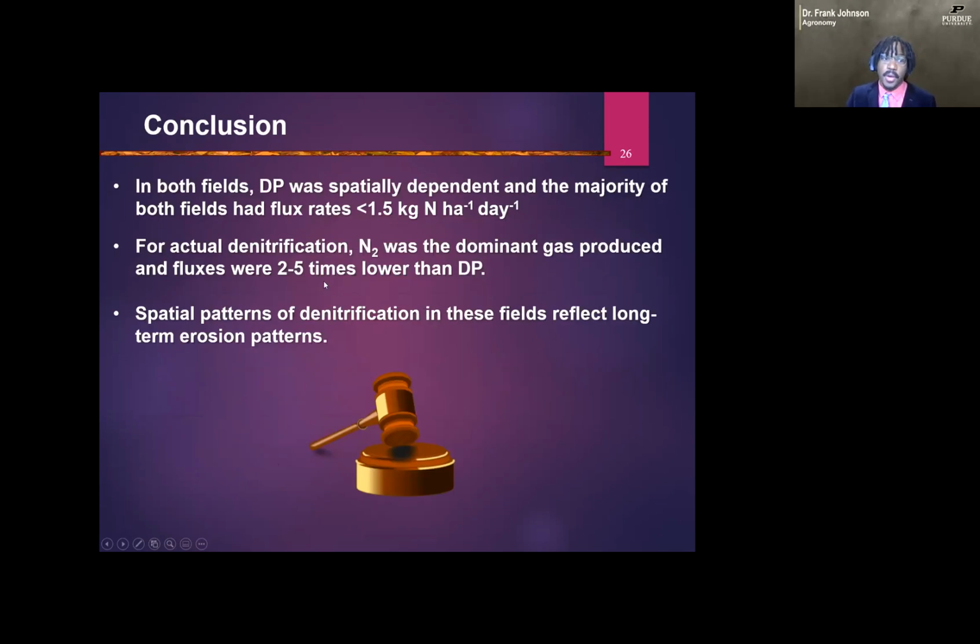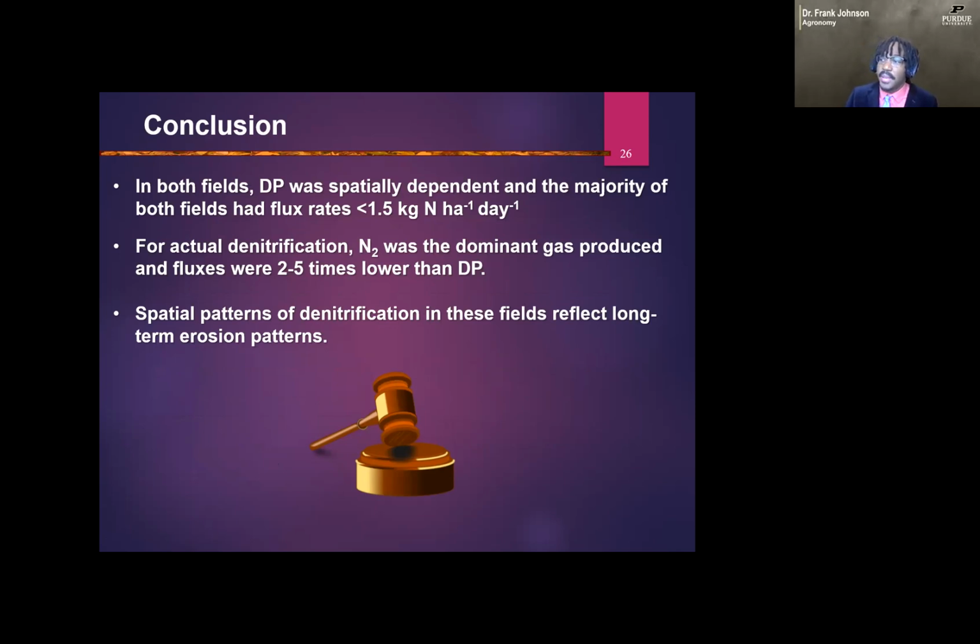In conclusion, in both of our fields, denitrification potential was spatially dependent, and a majority of both fields had flux rates less than 1.5 kilograms of nitrogen per hectare per day. For actual denitrification, N2 was the dominant gas produced, and fluxes were 2 to 5 times lower than denitrification potential. Remember, N2 was predominantly produced.